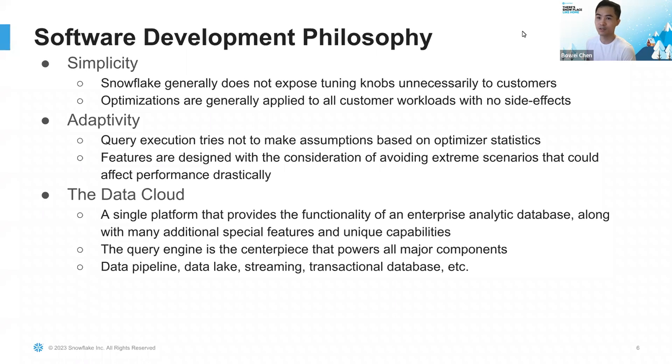Adaptivity is also a pretty important philosophy. This means that query execution tries not to make assumptions based on optimizer statistics. And when we implement features, we try to consider a lot of these extreme scenarios that could affect performance drastically, and come up with designs that are more stable during execution.